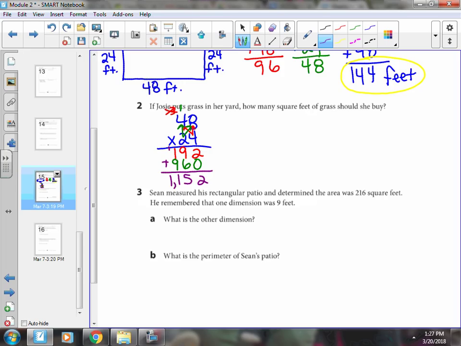So the answer is 1,152. One more time. When I say area, you say square area. Area. So if it's the area, I know it's not feet, it's square feet.